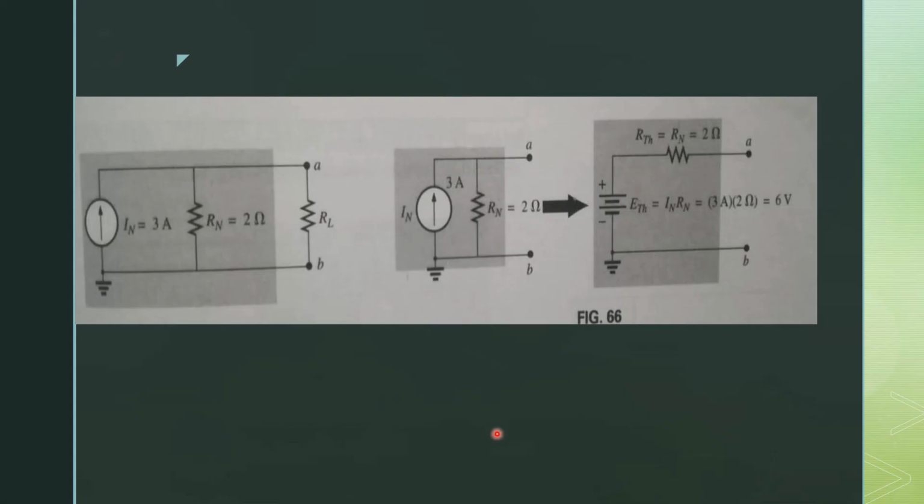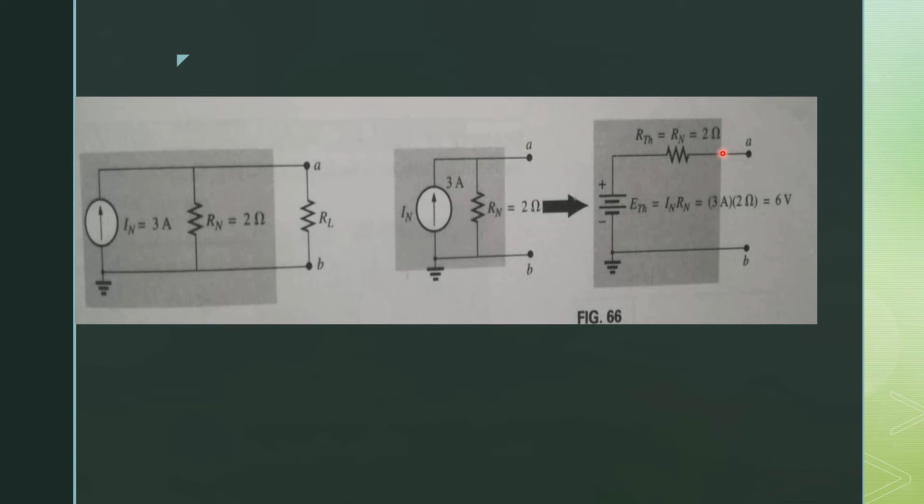Let us consider an example in which we have a Norton equivalent circuit and we have to convert it to the Thevenin equivalent circuit. From the Norton equivalent circuit, you will see that we have I Norton which is equal to 3 ampere and R Norton which is equal to 2 ohms. Now we have to find E Thevenin and R Thevenin. So we know that R Norton is equal to R Thevenin, so the value of R Thevenin is 2 ohms.